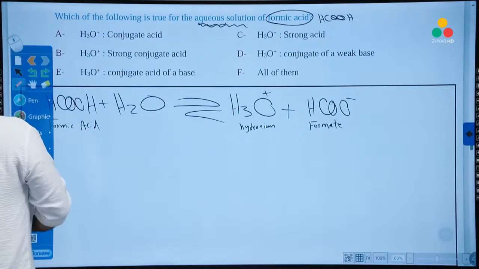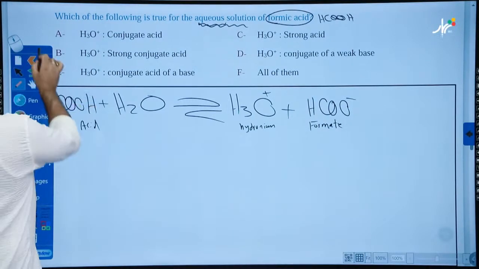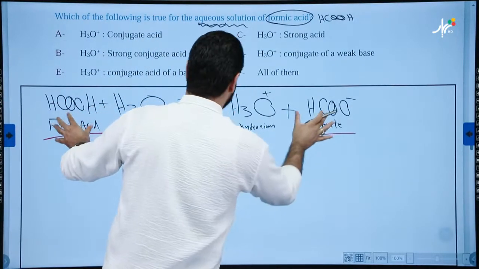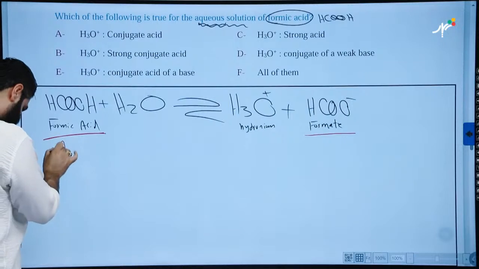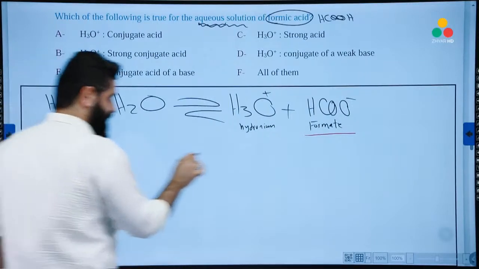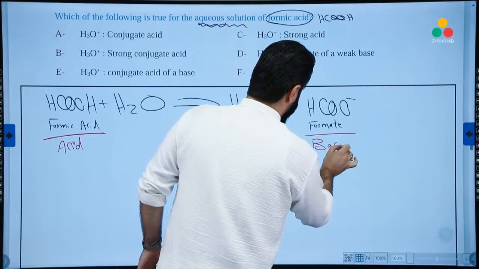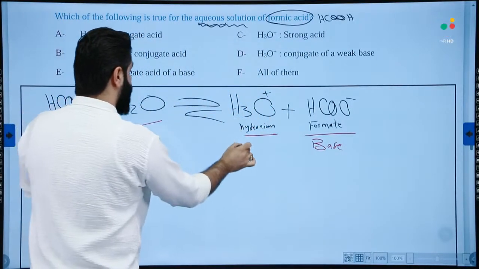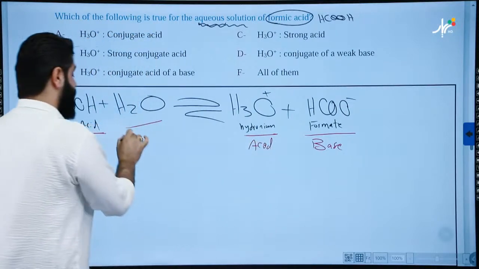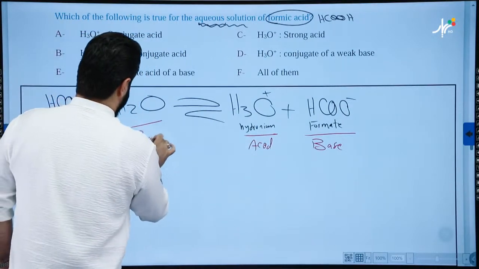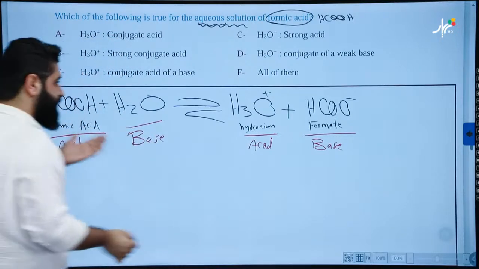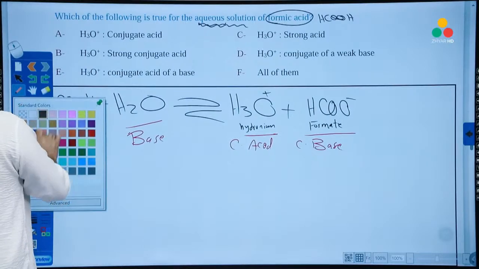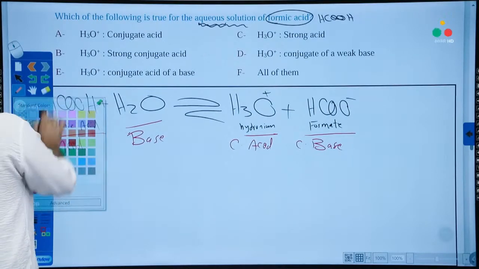Nice. Great. Let's identify the pairs. This is one pair: acid, base. The one with more protons is the acid. This is a base. Here is another pair: acid and base. Great. Now look at this. These are conjugates, of course. Stay focused here.